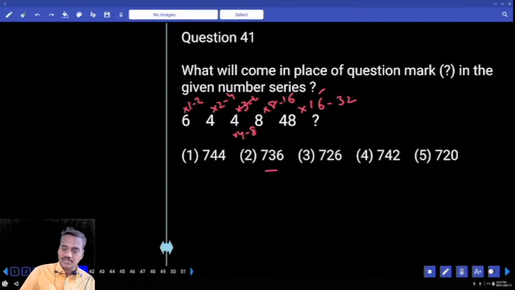Two options. Out of which 48 into 16, it is more nearer to what? 736 is the answer, because only 10 is the difference between these two. Okay? Then next one, 42.